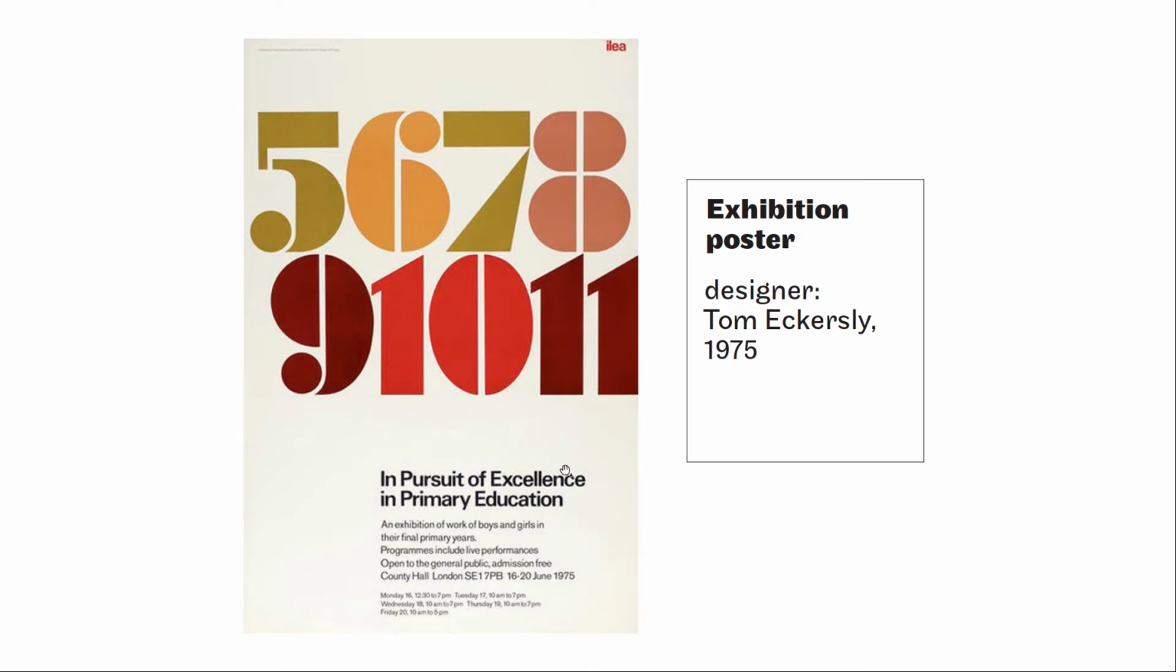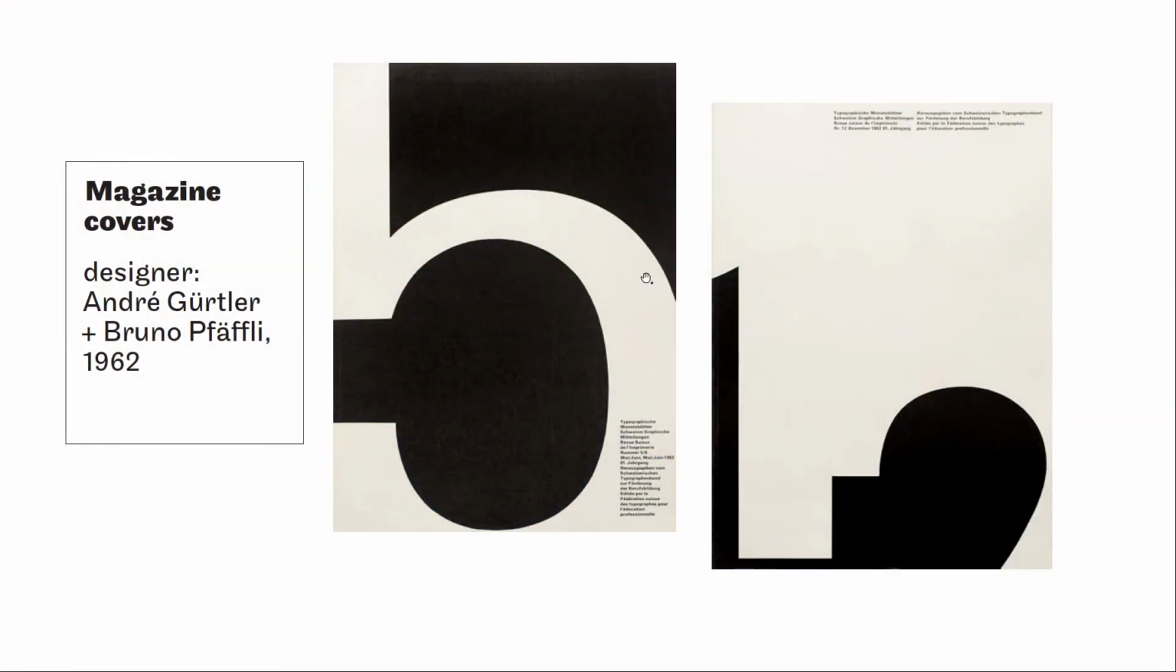This is a poster from the 70s. Tom Eckersley. So the visual anchor is that it's about an exhibition of work of boys and girls in their final primary years. So like middle school through high school, right? So it's those years, and then the font is cool and it's colorful. But essentially, again, it's like a dumb idea. But you look at it and you're like, oh, that looks awesome. What is that? This is a series of magazine covers.